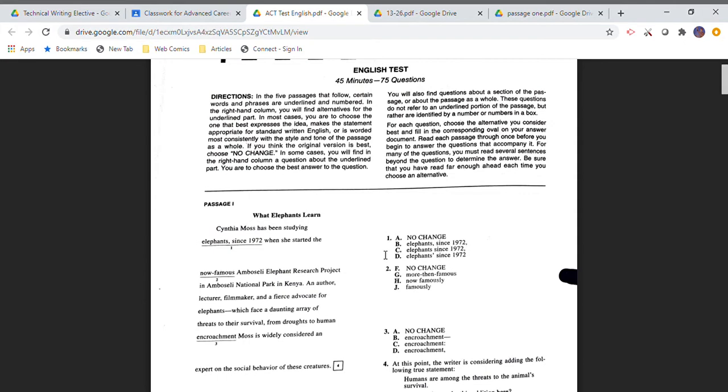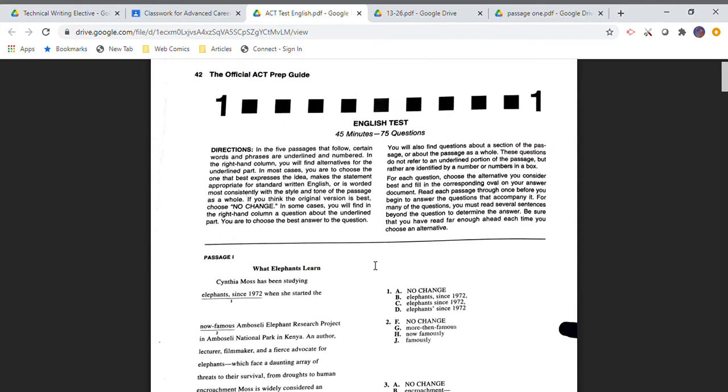So it's always best to read the directions, but having read a practice test, you can read these directions more quickly when you take the actual test. So I'll just read them out loud. Directions: in the 5 passages that follow, certain words and phrases are underlined and numbered. In the right-hand column, you will find alternatives for the underlined part. In most cases, you are to choose the one that best represents the idea, makes the statement appropriate for standard written English, or is worded most consistently with the style and tone of the passage as a whole. If you think the original version is best, you choose no change.